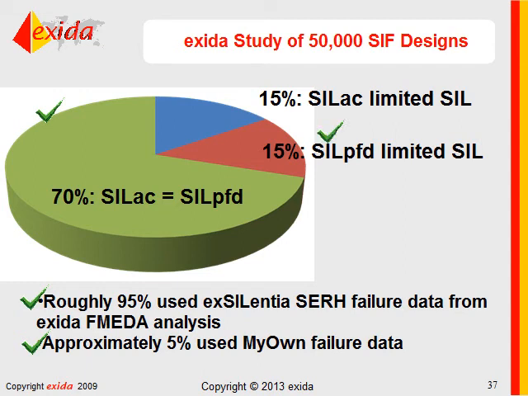Now, we also found that 15% of the time, the PFD average was the limiting factor, and the architecture constraint did not improve safety. But, and this is the group that counts the most, in 15% of the cases, the architecture constraint limited the SIL level, even though the PFD said you could go to a higher SIL. So for 15% of the cases, the architecture constraint seemed to improve safety. So we dug in.